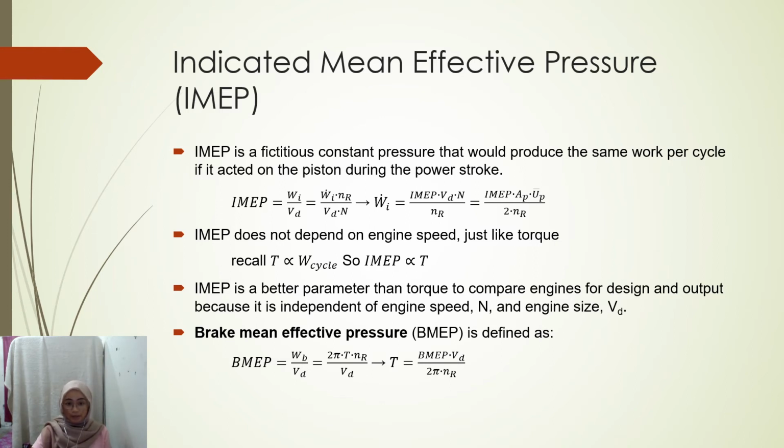Brake mean effective pressure, also known as BMEP, is defined as BMEP equal to brake power over engine size, which is also equal to 2 pi times torque times the number of crank revolutions per cycle over engine size, in which torque is equal to BMEP times engine size over 2 pi times the number of crank revolutions per cycle.